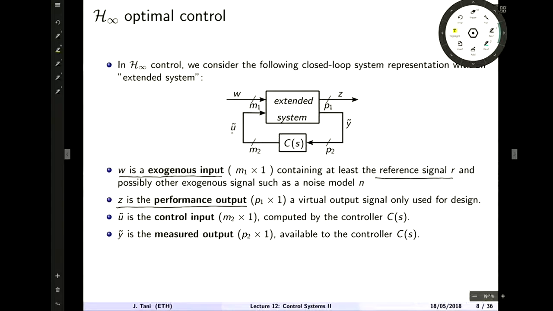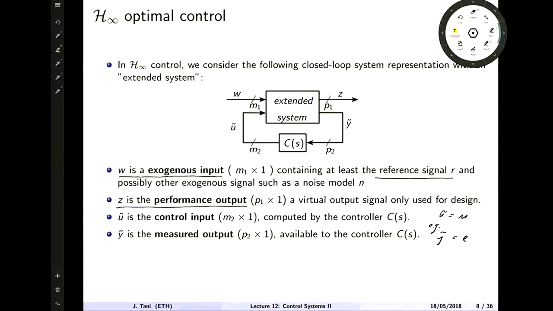Then we have U tilde and Y tilde, which is the measured output going to the controller and the control input to the extended system. Often, I think in our case, Y tilde will be E. I put here EG. So as example, Y tilde could be E and U tilde could be U. It could also be something else. Y tilde could also be Y, for instance. That depends on your implementation.